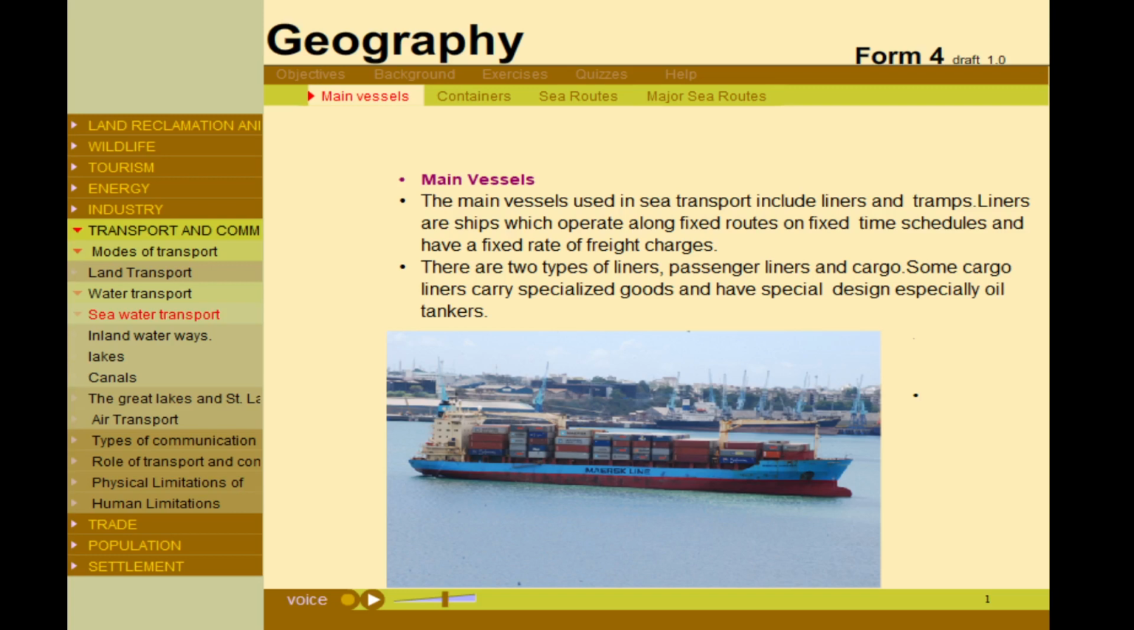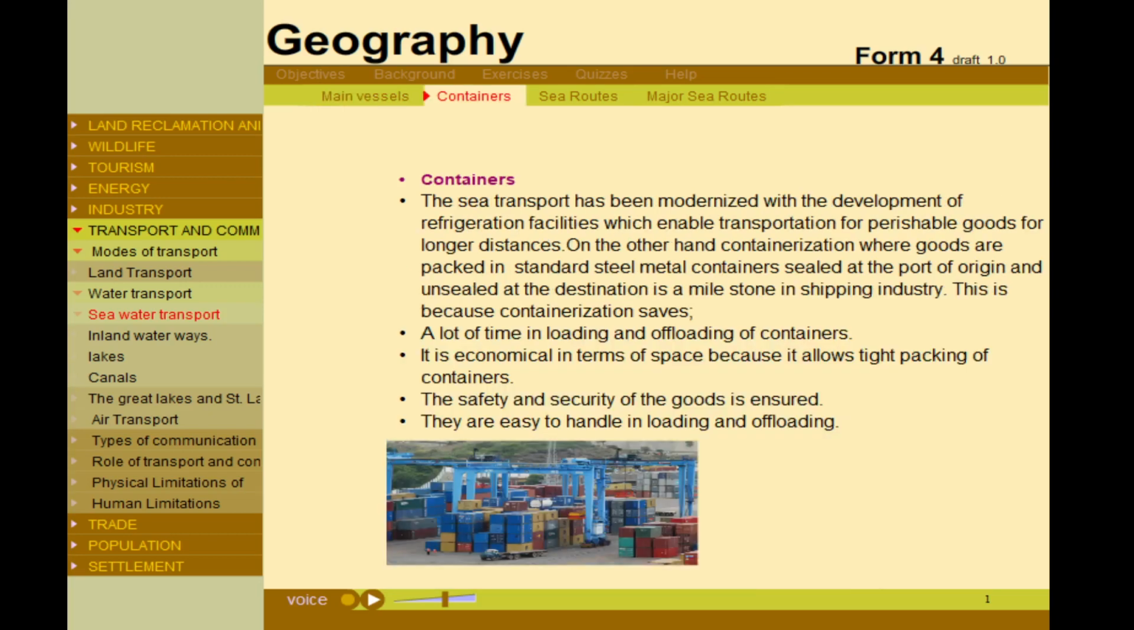Containers. The sea transport has been modernized with the development of refrigeration facilities which enable transportation of perishable goods for longer distances. On the other hand, containerization, where goods are packed in standard steel metal containers, sealed at the port of origin and unsealed at the destination, is a milestone in the shipping industry.